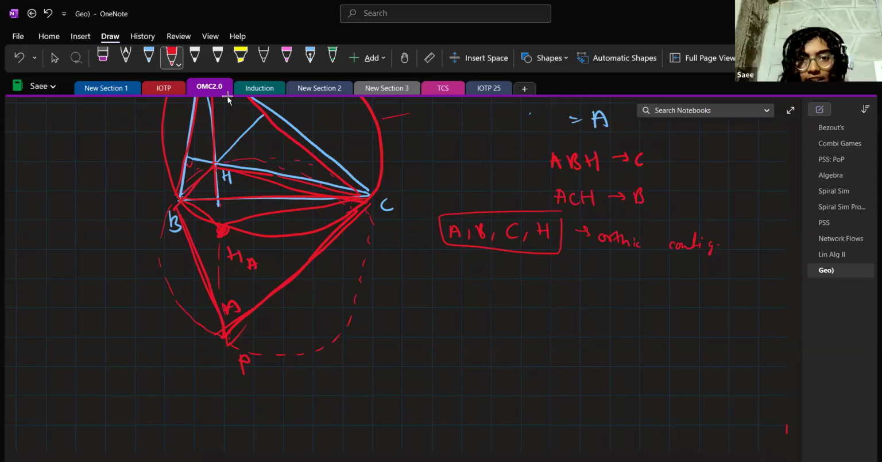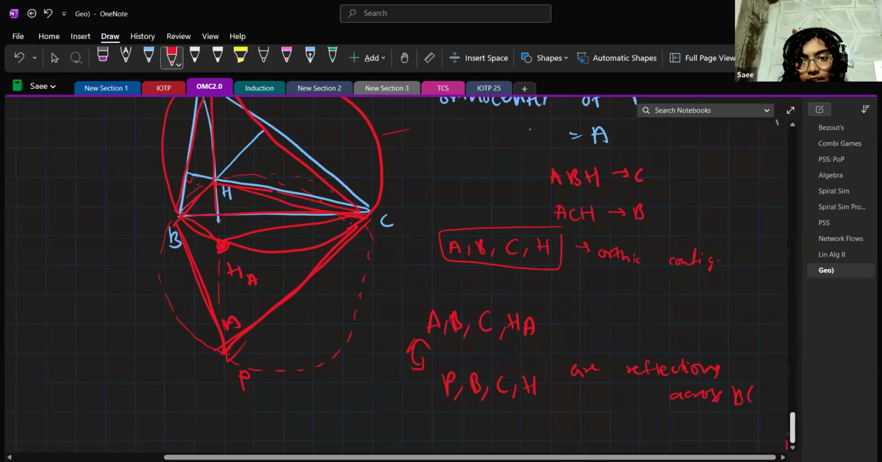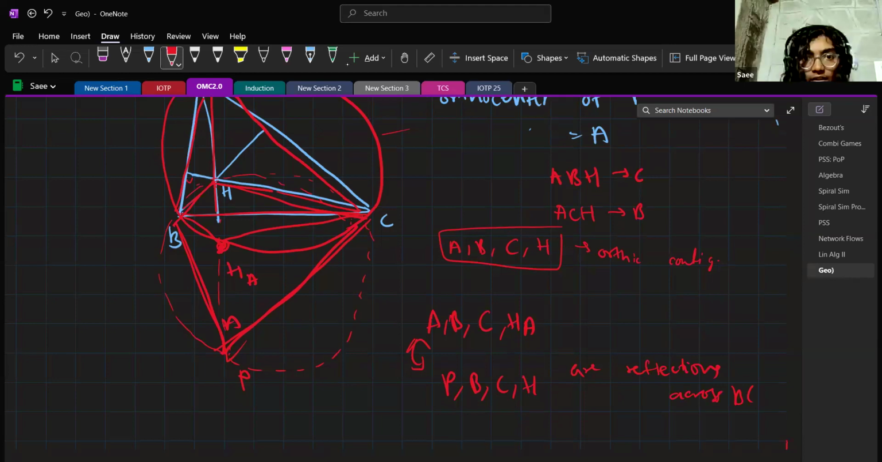So the circles A, B, C, H_A and P, B, C, H are reflections across BC. That is quite neat. And thus they have the same circumradius as well. So BHC and ABC have the same circumradius.